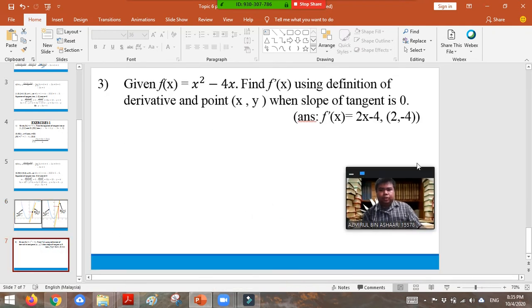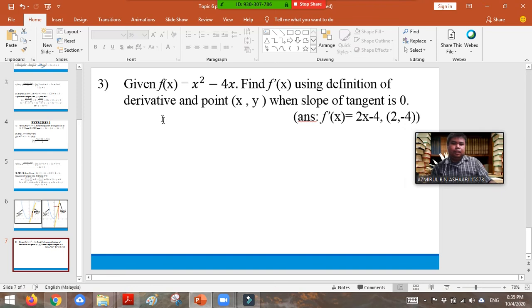Next is question number 3. Given that f(x) equal to x squared minus 4x, find the f'(x) using the definition of derivative at point (x, y) when the slope of the tangent is 0. Okay.